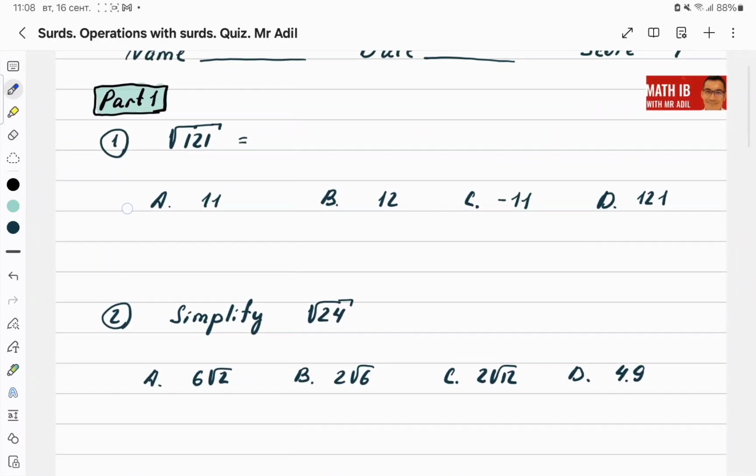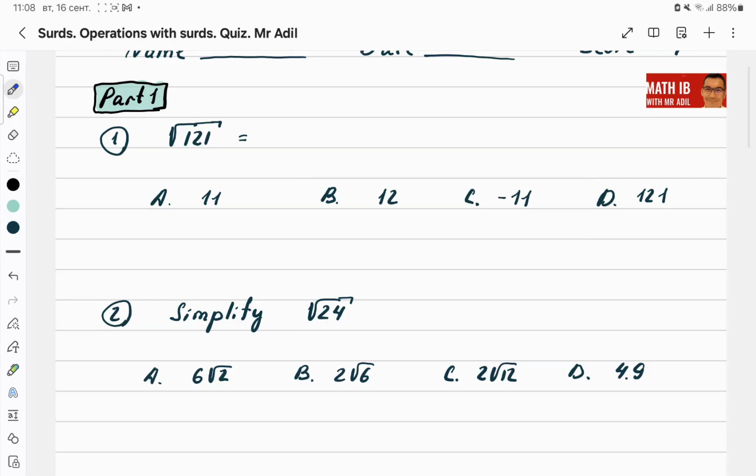Okay, so in the first part, we have to find the square root of 121. It is obviously 11, because 11 squared is equal to 121, and we know that the square root is the opposite operation to the square, to the power. So let's choose the answer. It is A, 11.